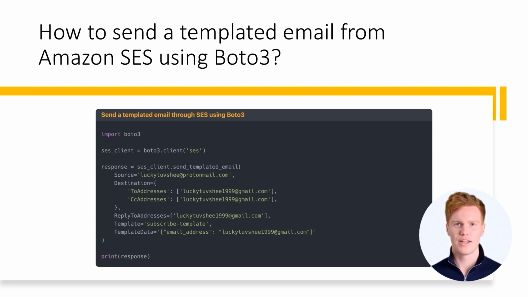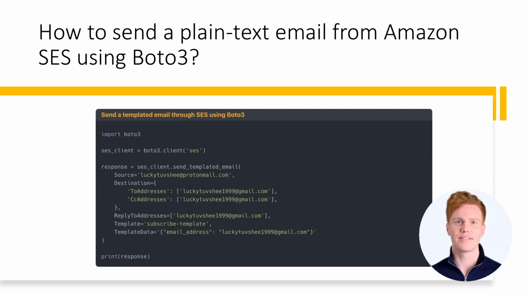The parameter template data lists replacement values to apply to the template. This parameter is a JSON object containing key value pairs in which the keys are replacement tags in the email template. To send a plain text email from SES, you need to use the Send Email method of the SES Boto3 client. For every message that you send, the total number of recipients across the To, CC, and BCC fields can't be more than 50.